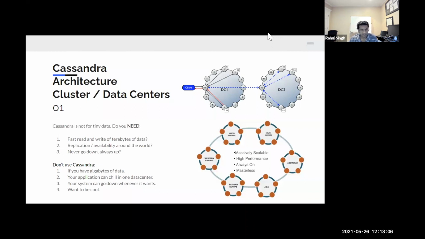Don't use Cassandra if you have gigabytes of data, where your application can have one data center and works fine. And if your system can have maintenance windows to go down for 4 hours, you probably don't need Cassandra. You can manage with other databases, relational and non-relational. But definitely don't use Cassandra if you want to be cool. That is not a prerequisite.